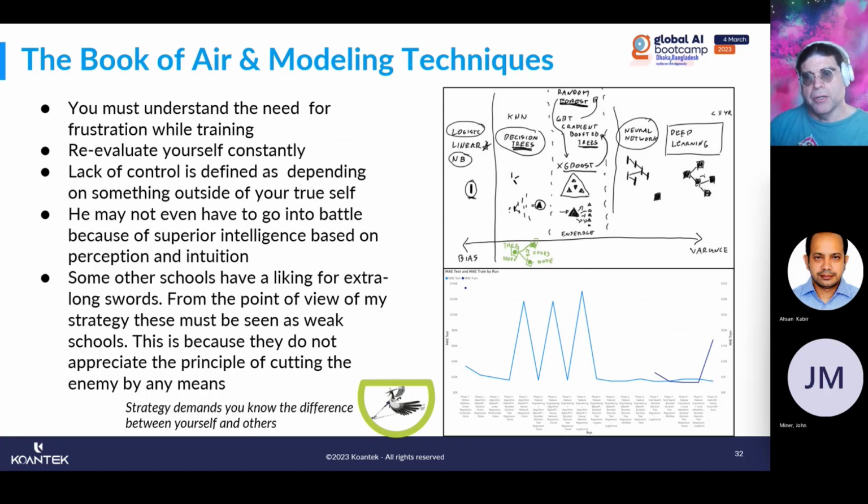We'll talk a little bit more about that later. But the diagram on the top is just a bias versus variance x-axis that I had, and talk about different algorithms to look at.